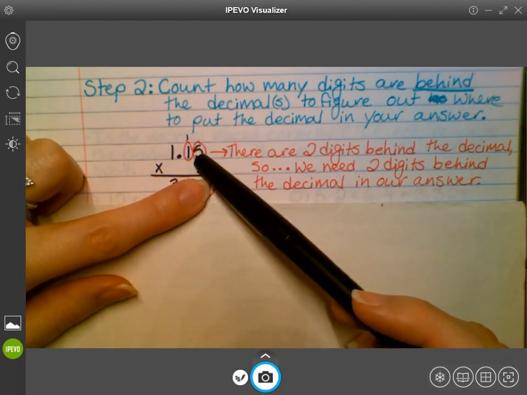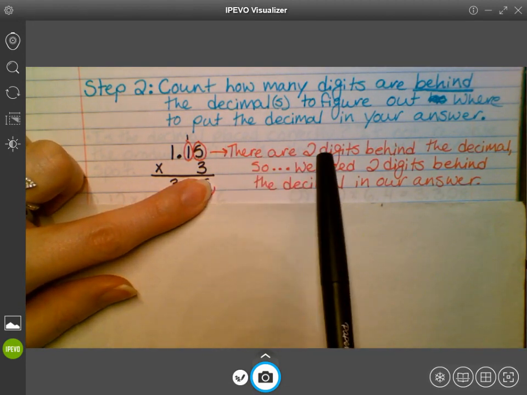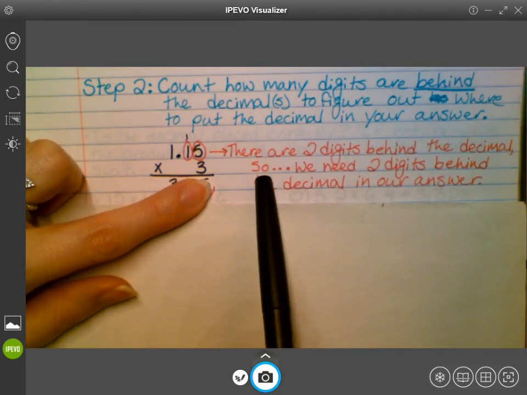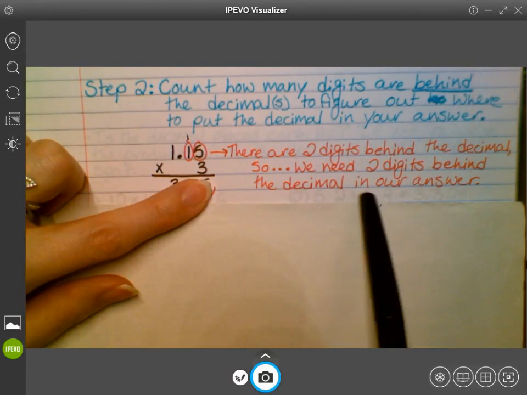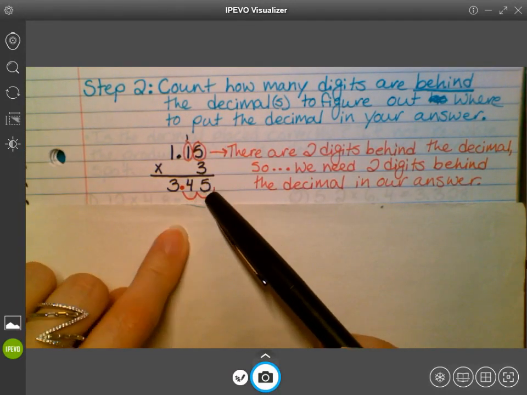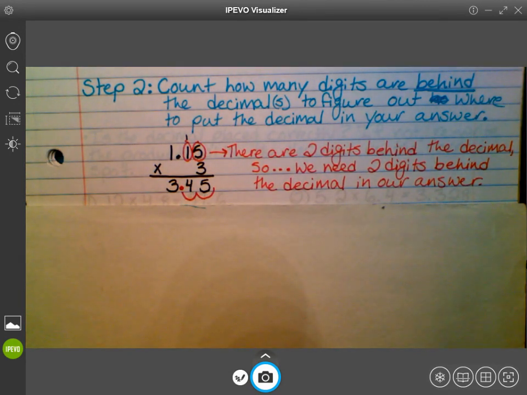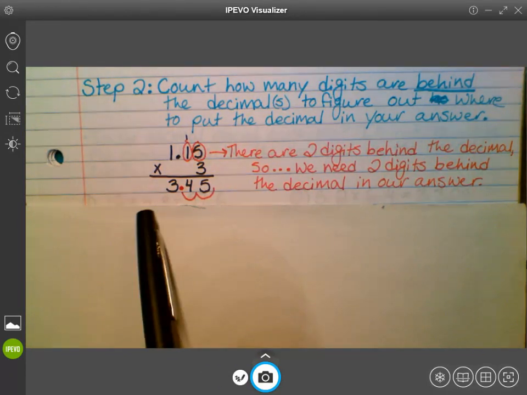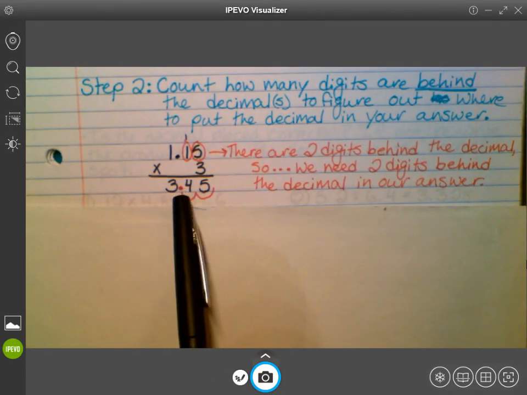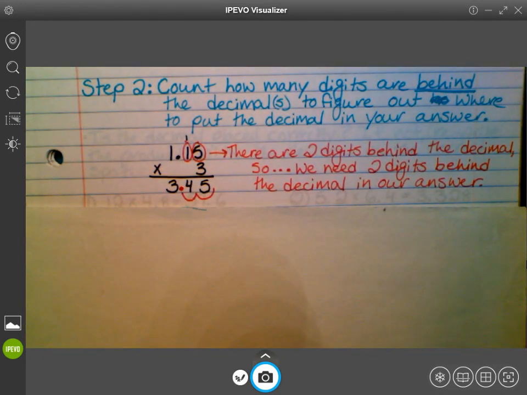But in 1 and 1500ths, I have the 1 and the 5 that are to the right or behind the decimal. So since there are 2 digits behind the decimal, we need 2 digits behind the decimal in our answer. So I count 1, 2, and place my decimal there. And I check, are there 2 digits behind the decimal in my answer now, with the decimal between the 3 and the 4? Yes, 3.45. Richie, what is your question?